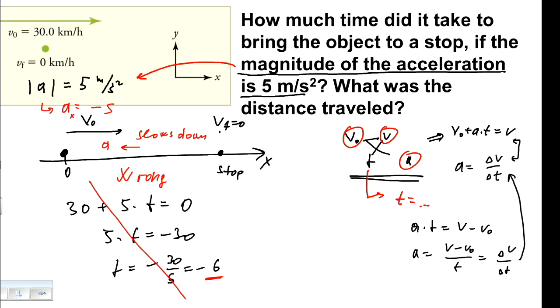So, first of all, as it was mentioned, absolutely right. We need to convert kilometers per hour into meters per second. Why? Because we cannot use mixed units. We cannot mix kilometers and meters. We cannot mix hours and seconds. So 300 over 36.